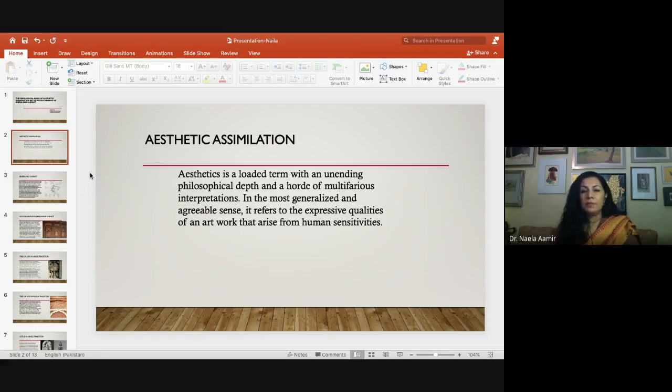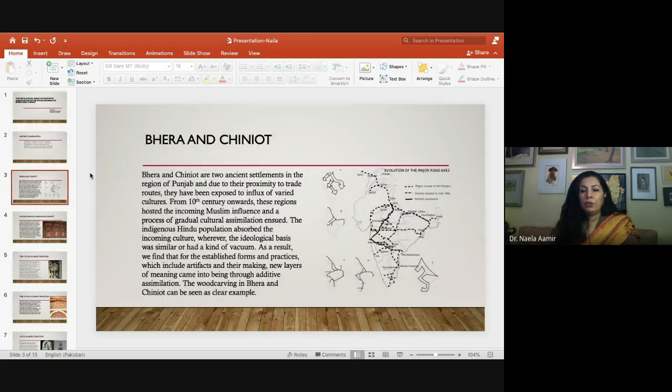The following study presents some examples from the wood carving traditions of Beera and Chinook as events of aesthetic assimilation and discusses their common ideological basis shared by two distinct cultures. Beera and Cheniot are two ancient settlements in the region of Punjab, and due to their proximity to trade routes, they have been exposed to influx of varied cultures.